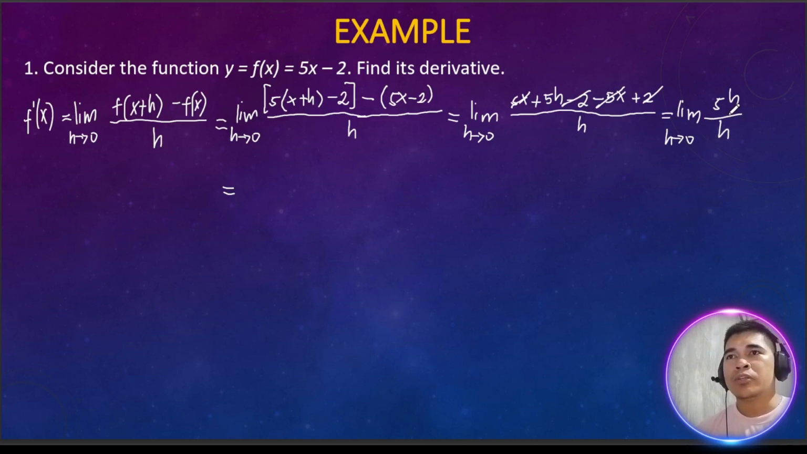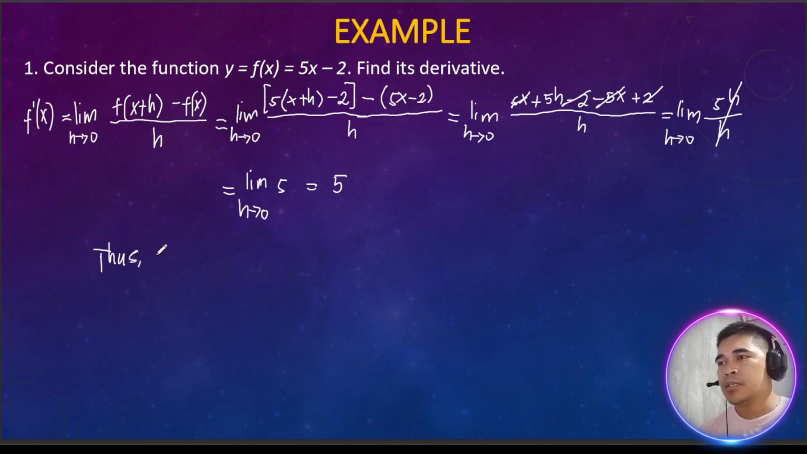So, here, h over h, that is equal to 1. So, we got limit of 5 as h approaches 0. So, what is the limit of 5? The answer is 5. Thus, our f prime of x is equal to 5.